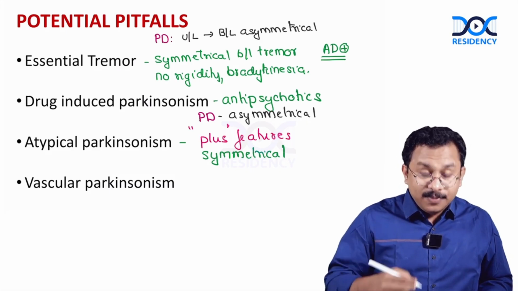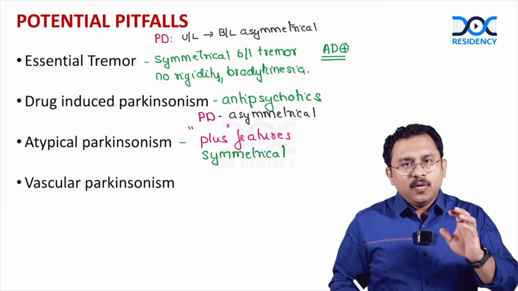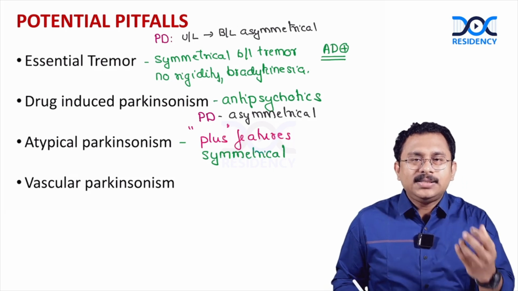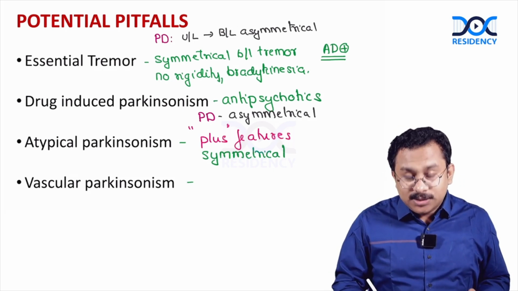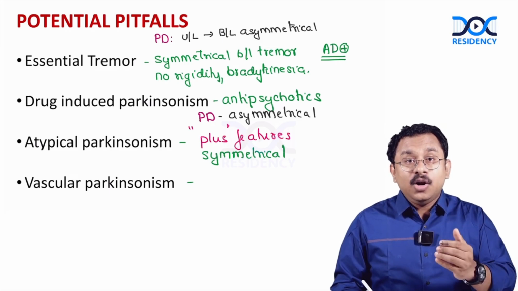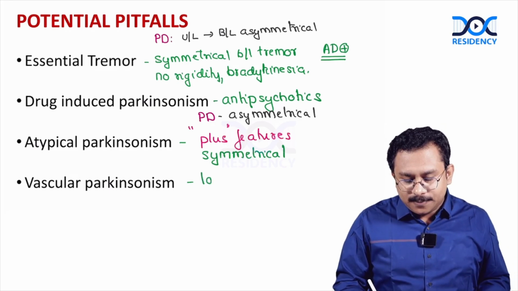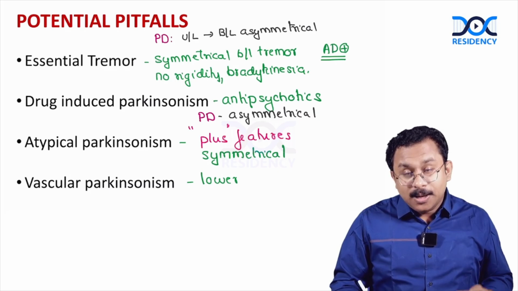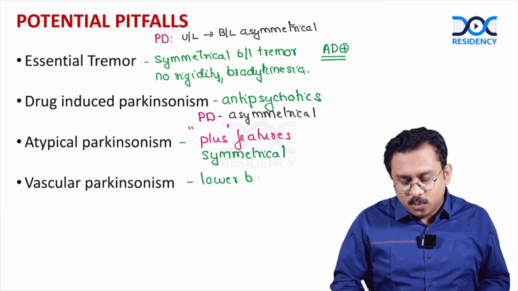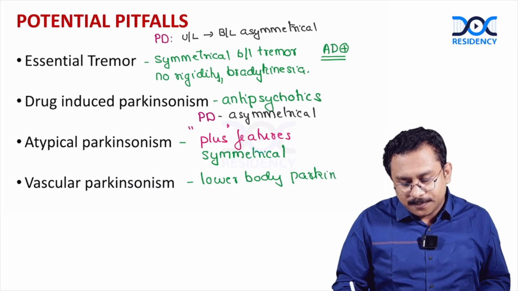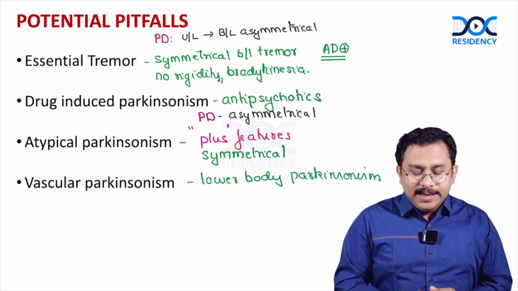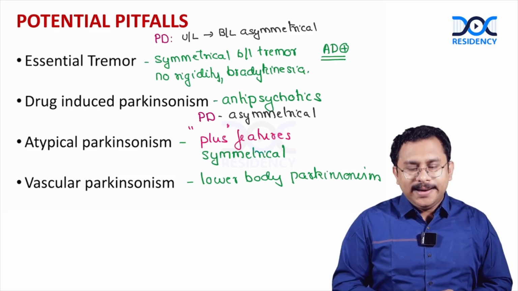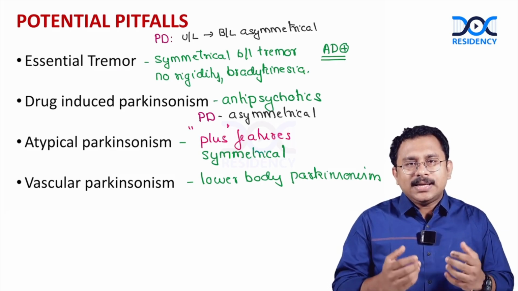Then you can have vascular Parkinsonism. Following cerebrovascular insults, you can have Parkinsonism. Such a Parkinsonism will be predominantly a lower body Parkinsonism. Important: it affects the lower limbs predominantly. So it is called lower body Parkinsonism. That is your vascular Parkinsonism. Okay. So these are the common pitfalls that can happen while you make a diagnosis, and that is why I wanted to discuss this upfront.